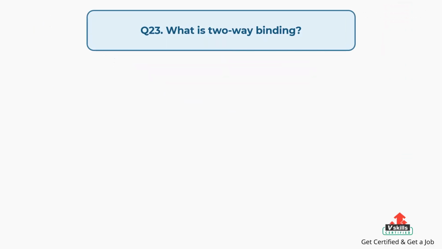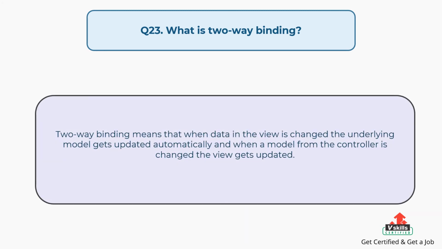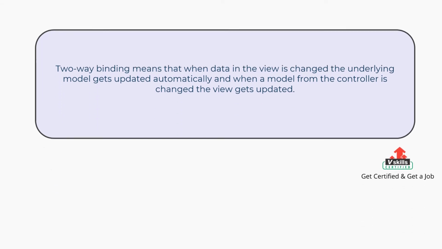Question number 23. What is two-way binding? The answer is, two-way binding means that when data in the view is changed, the underlying model gets updated automatically, and when a model from the controller is changed, the view gets updated.